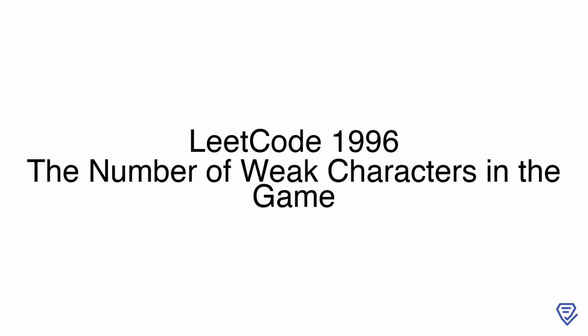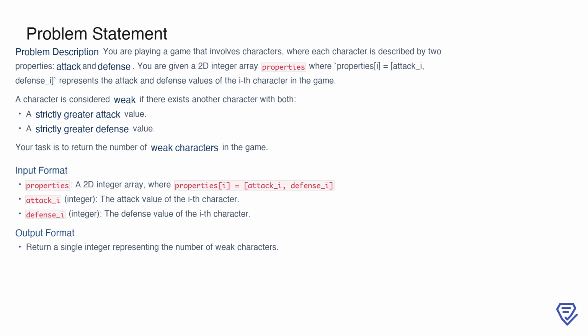Let's get started. In this problem, we are dealing with characters in a game, where each character is defined by two properties, attack and defense. These properties are represented as a 2D integer array called properties, where each entry corresponds to a specific character. For example, properties[i] equals [attack_i, defense_i] tells us the attack and defense values of the ith character. Now, a character is considered weak if there is another character in the game with both a strictly greater attack value and a strictly greater defense value. Our goal is to determine how many weak characters exist in the game.